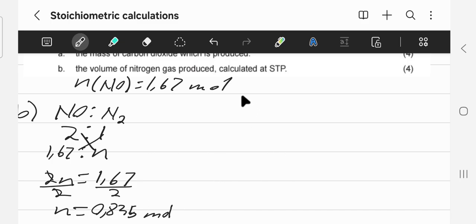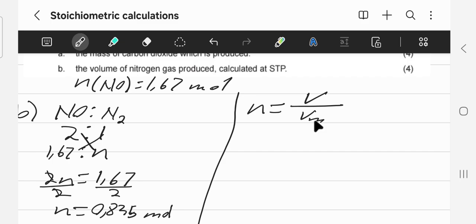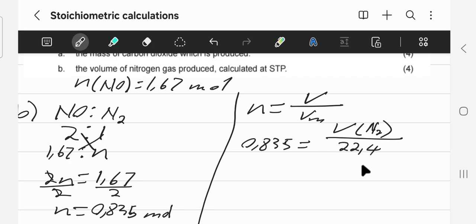And then from here I can finally go to the next step, which is to find the volume of nitrogen, because now I have the number of moles. And remember, because I'm calculating at STP, I'm using the formula n is equal to V over Vm, Vm being the molar volume, and remember that this one is a constant. My n, 0.835, is equal to my V, the V of nitrogen, divided by the molar volume, which is 22.4, and then I cross multiply here, guys.